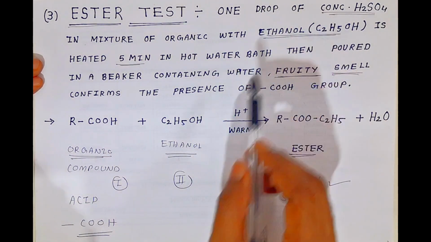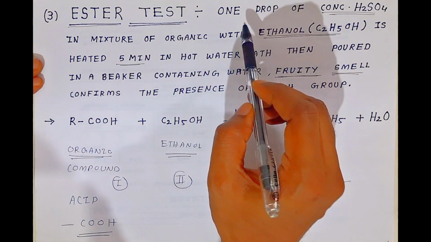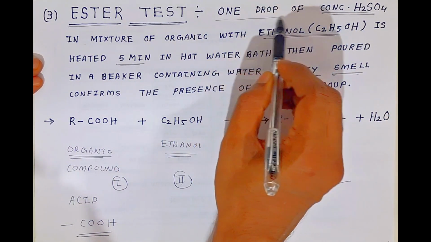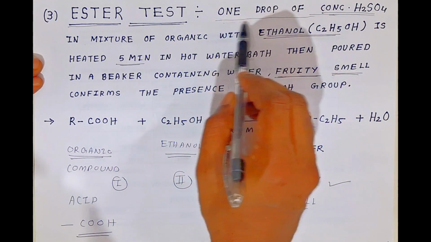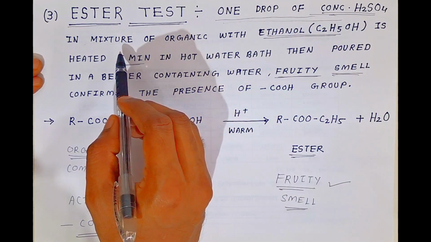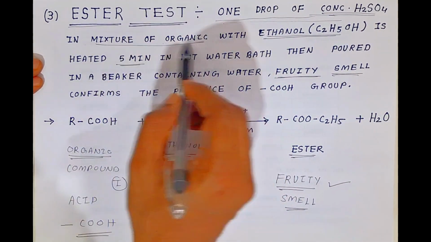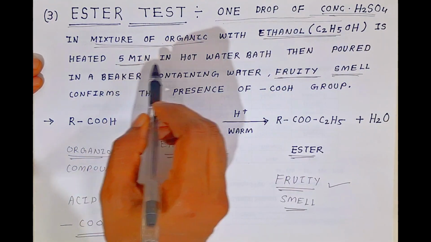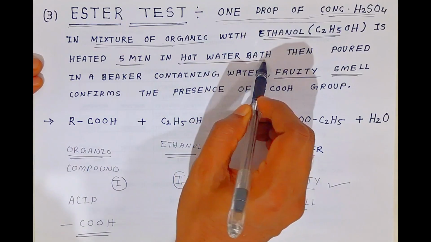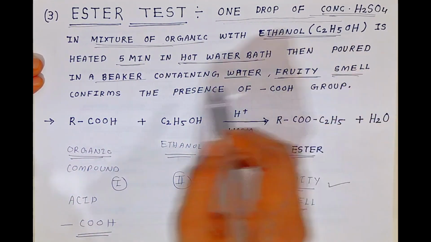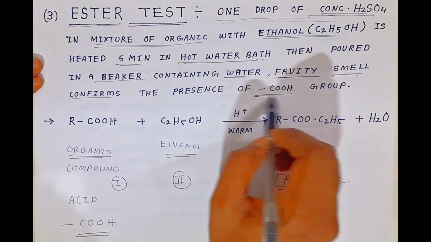So one drop, how are we going to do it in the lab, students? One drop of concentrated sulfuric acid: on a small scale, you have to use one drop. In a test tube, if you want to perform this test, you have to use a very small quantity of sulfuric acid. We have to mix it with the organic mixture that is given to students, with ethanol, and heat it for 5 minutes in a water bath. Then pour it into a beaker containing water. You will find a fruity smell, which confirms the presence of the COOH group.